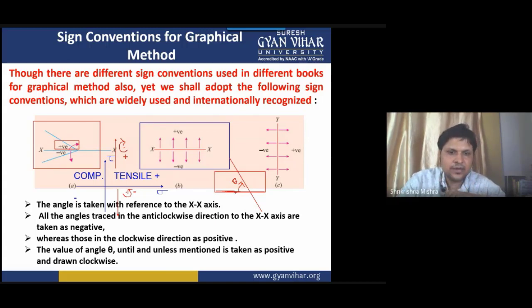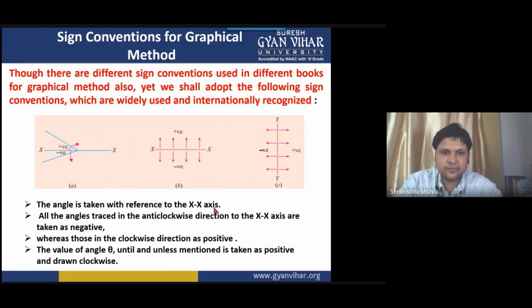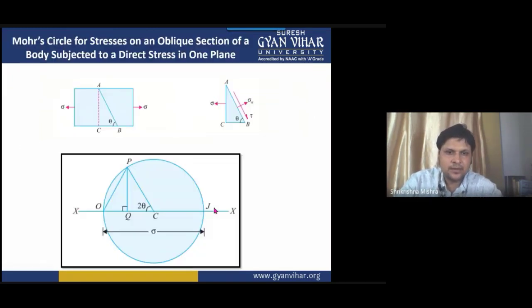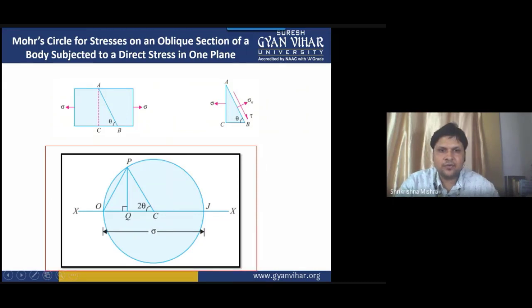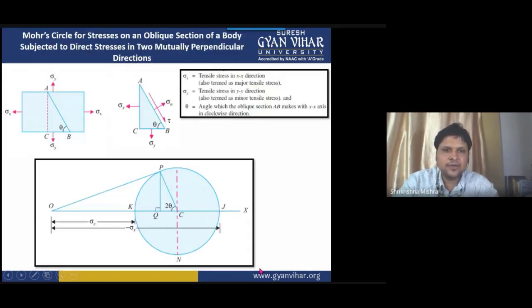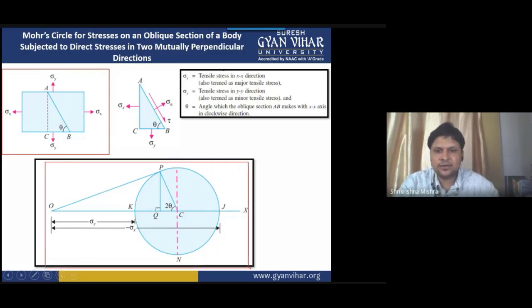Students, these are the sign conventions which we will follow. After the first case, in which the stress was acting along one plane, this was the Mohr circle drawn for the first case. It was the simplest of all the cases. Then we discussed the case of biaxial loading, in which the load was acting along two directions, and we drew the Mohr circle for this.